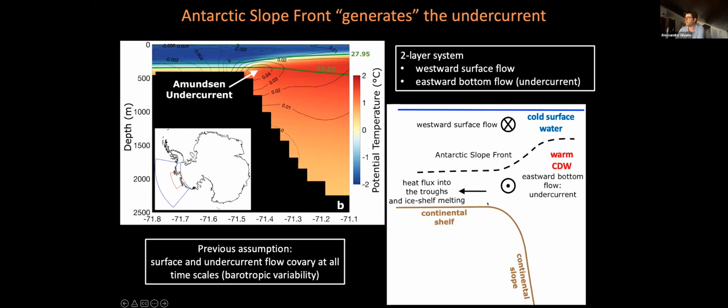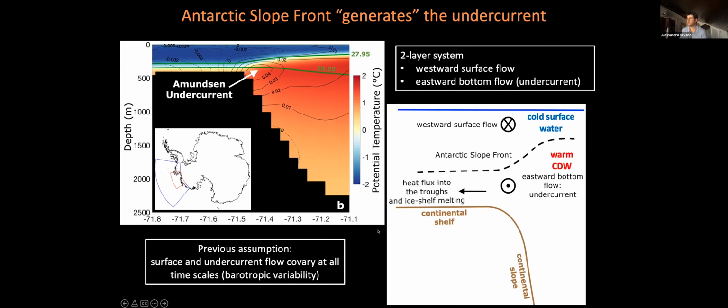This is again the same map, the same schematic as before. Very important was that, despite having a two-layer system with opposite flow at the surface and at the bottom, previous work suggested that the time variability was barotropic. So basically, when you have westward anomalies at the surface, you also have westward anomalies near the bottom. This is a barotropic response to wind variability.